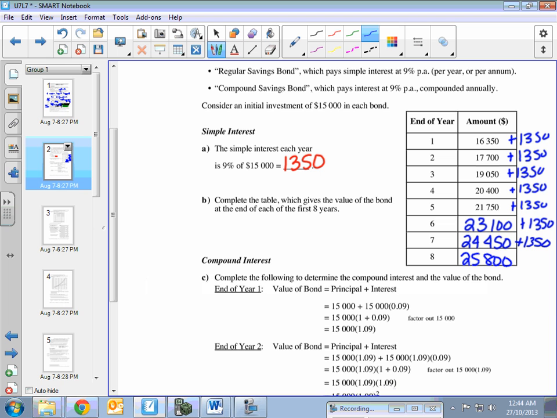So at the end of the 8th year, the investment has gone from $15,000 to $25,800. So it looks pretty good.